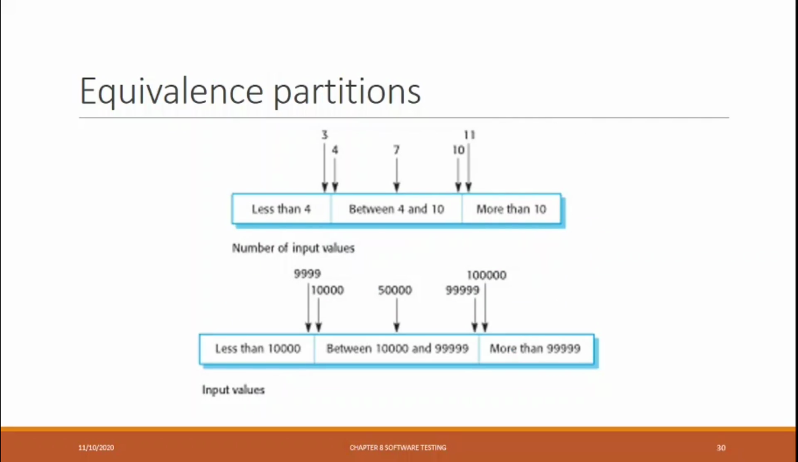For equivalence partition, they have given one example here: number of input values. Less than 4 means you get from 0 to 3. Between 4 and 10 means you will be getting 4 to 10. More than 10 means from 11 onward. This is how it partitions the data.